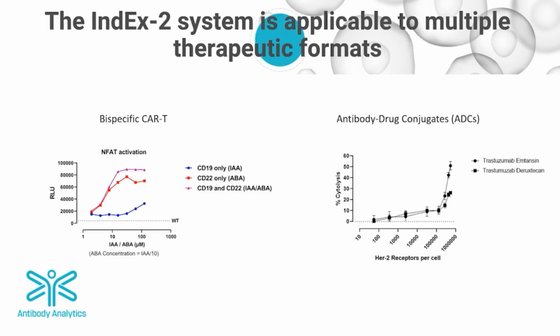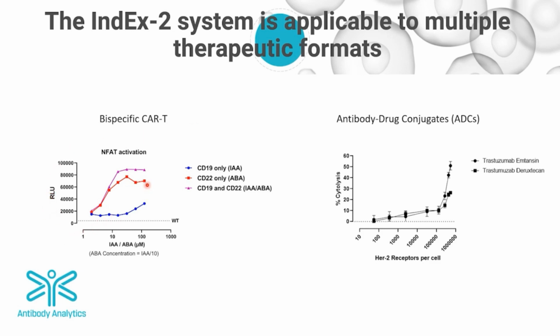We have also used our IndEx-2 system to assess other therapeutic modalities. So shown here on the left is a bispecific CAR-T targeting CD19 and CD22, and we use this with our target cell line, the CHOK1 cell line that I showed you towards the beginning of the talk, which expresses CD22 under the control of the abscisic acid or ABA system and CD19 under the control of the indole 3 acetic acid system. And you can see when we induce only CD19, shown in the blue here, we get this response from the CAR-T, which is expressed on our Jurkat NFAT luciferase reporter cell line, so the readout is luminescent as a measure of activation of the CAR.